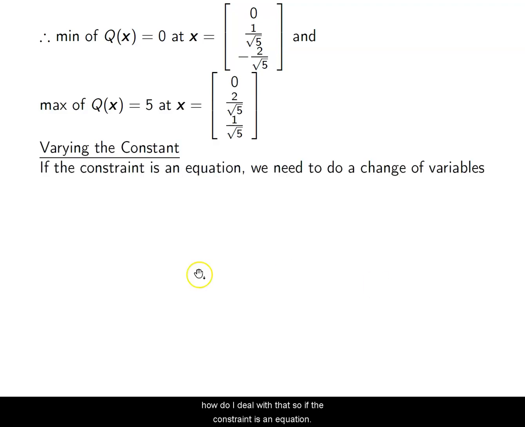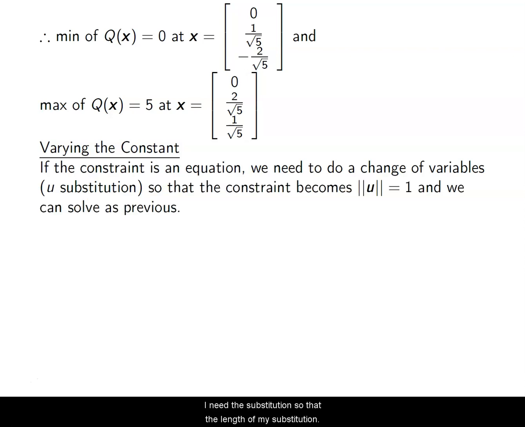So if the constraint is an equation, we're going to do a change of variables. We'll do what's called a U substitution. I know you guys are familiar with U subs. So this is a little bit different than the way they do it in your textbook, but it's pretty much the same thing. I need the substitution so that the length of my substitution gives me a distance of 1, and we can do everything like we were doing before because that's what we're used to.